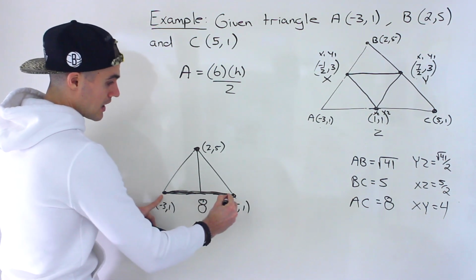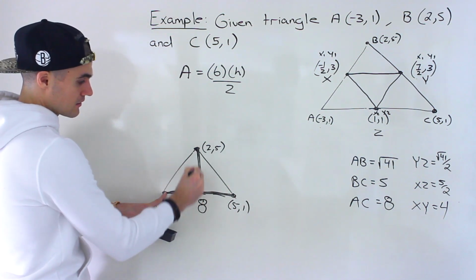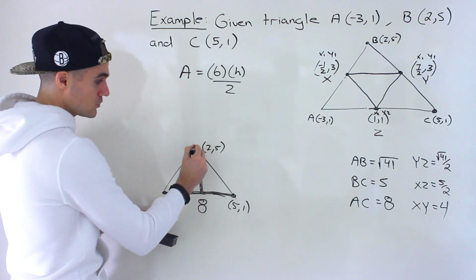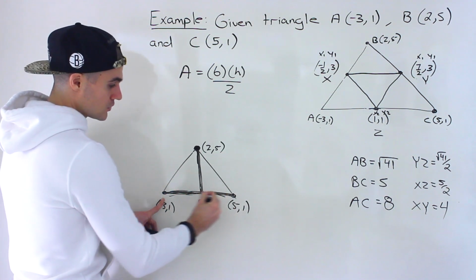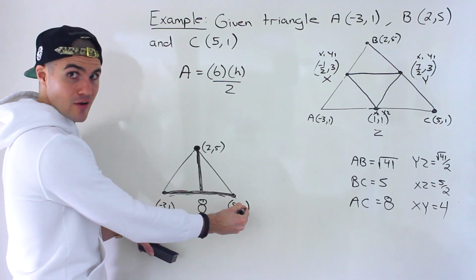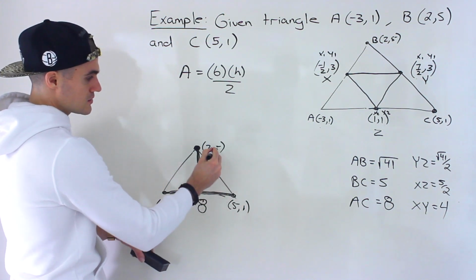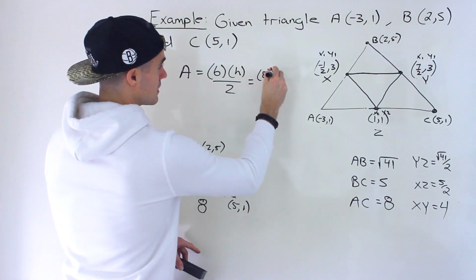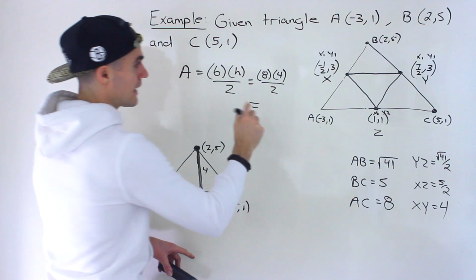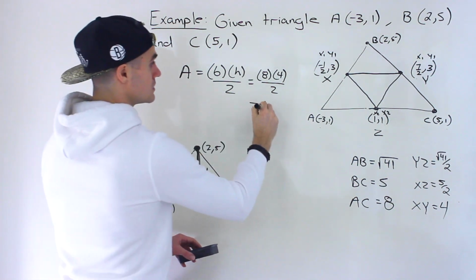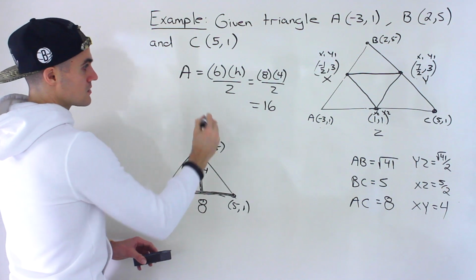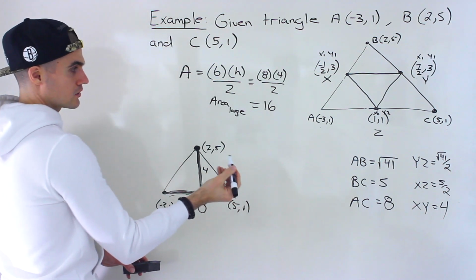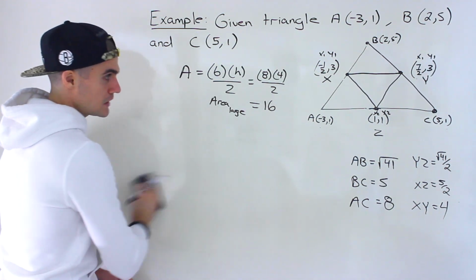So this is a horizontal line, meaning the length of this line is going to be the difference between the y value of the top point and the y value of all of these points. All of these have the same y value of 1. So it's just going to be 5 minus 1, which is 4. And so we'd end up with a base of 8, a height of 4, dividing by 2. 8 times 4 is 32, divided by 2 is 16. So the area of the large triangle is 16.